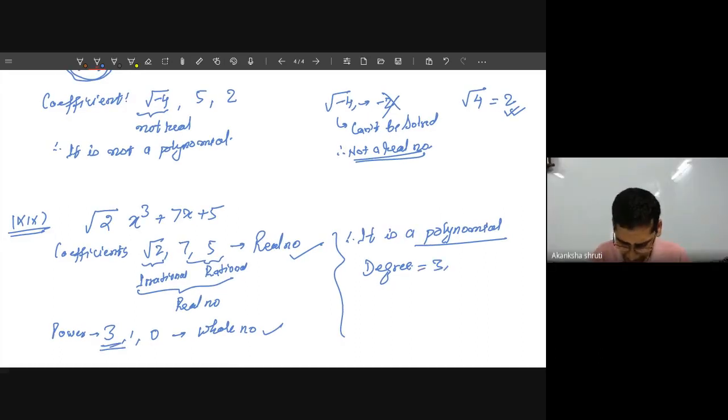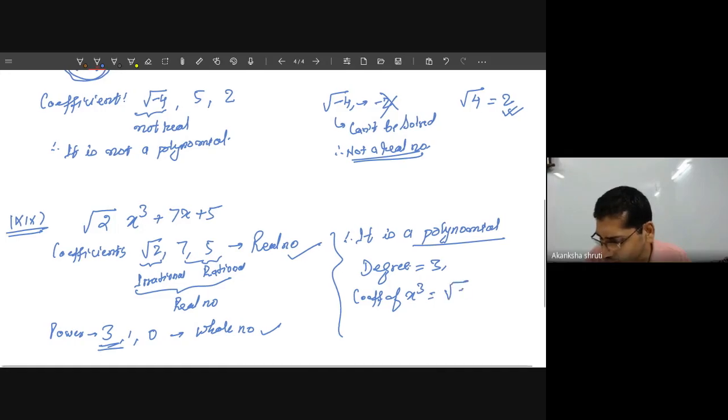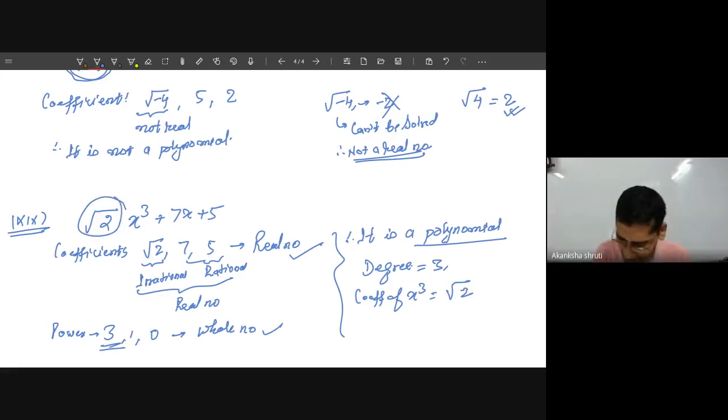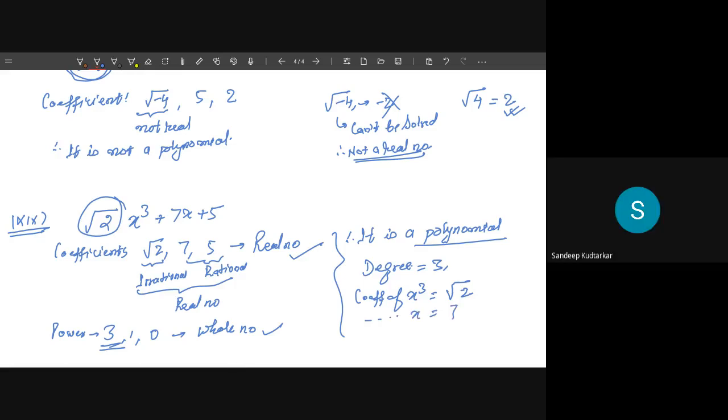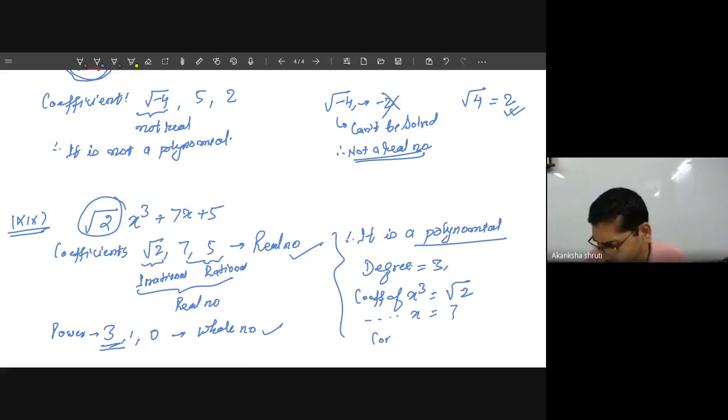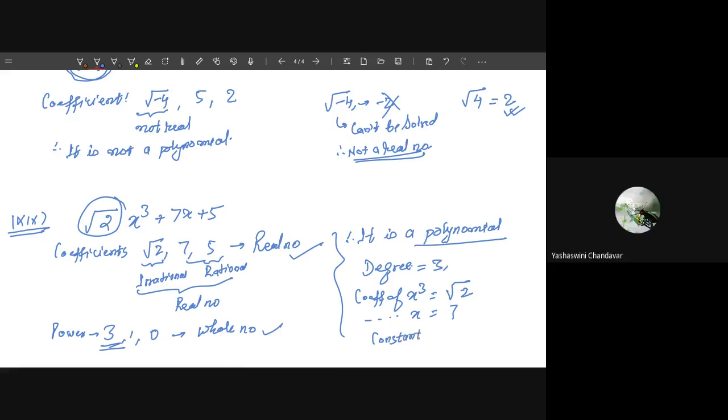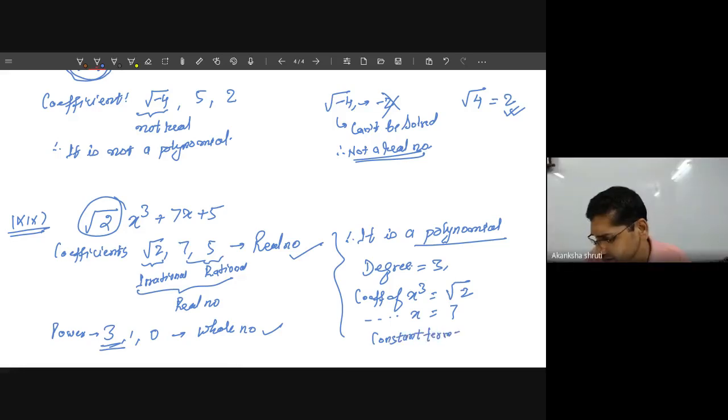What is the coefficient of x cube? It is root of 2. Yes, students, you are getting this. What is the coefficient of x? It is 7. What is the constant term? 5. Very good. So this way, you have to first identify whether it is a polynomial or not. For identifying, you have to just keep in mind: check their coefficients and their powers.